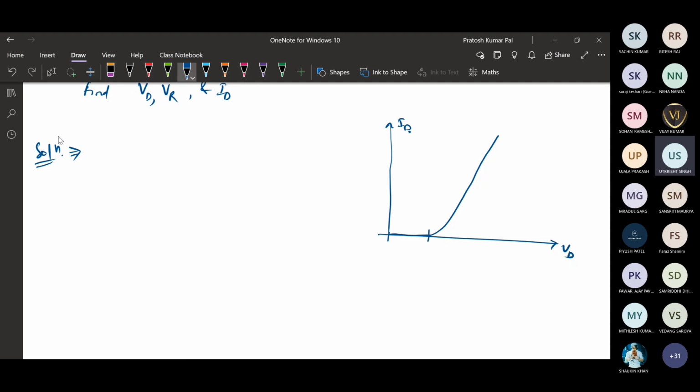But this is the point called the knee voltage. In case of a silicon type of diode, it will be 0.7 volt. So if we are applying a diode voltage that is less than 0.7 volt, then the diode will be in forward bias, but it will be in off state.